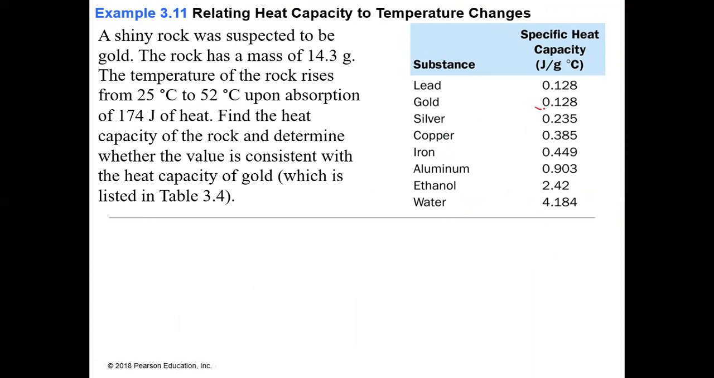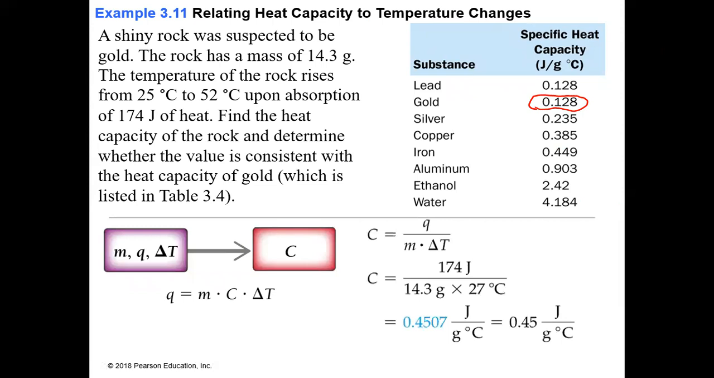If the rock is gold, then it will have this specific heat capacity, 0.128. We are given the mass, the heat, and the temperature change. So we can use this equation and solve for C, the specific heat capacity. We just rearrange this equation. We divide both sides by m and delta T.